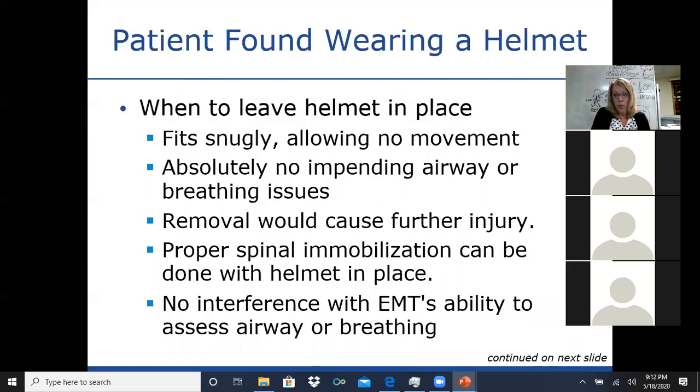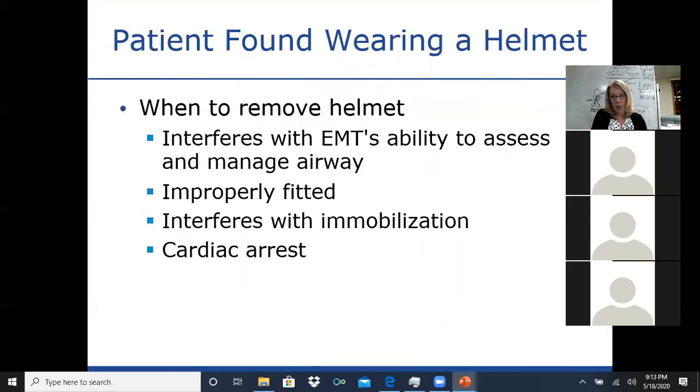If you're afraid that removal would cause further injury, so you have access to the airway, but they're saying that they can't feel you and you are not noticing sensation or movement like that, and you're worried that if you pull this helmet off, you might cause further damage, or there's compromise that's definitely there, then you can also leave it on. If you can't immobilize the spine with it in place, then you have to remove it. But if you can get proper immobilization by padding, then you can do it with the helmet on. You don't have to take it off. All right. You cannot have any airway problem. If there's an airway problem, it has to absolutely come off.